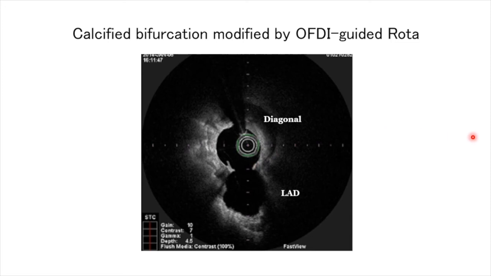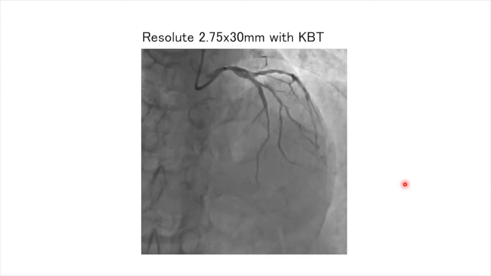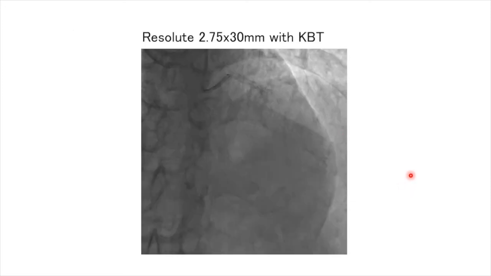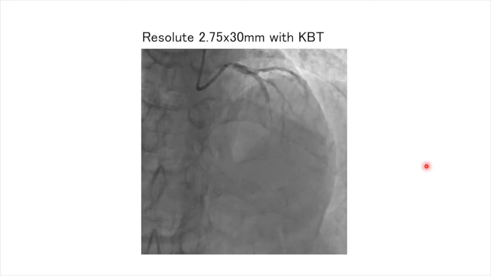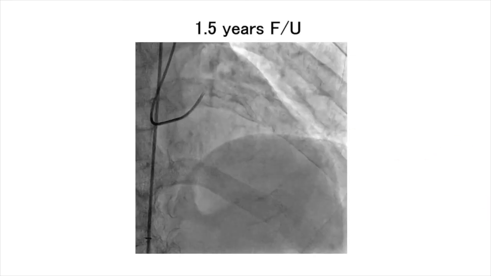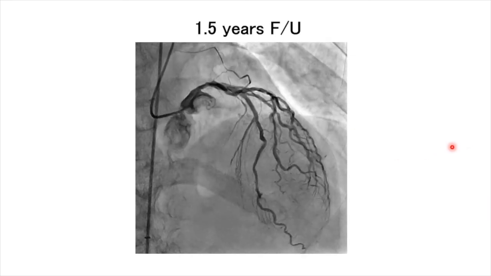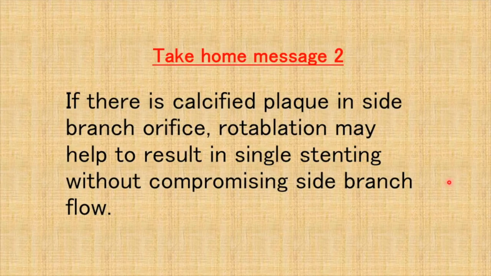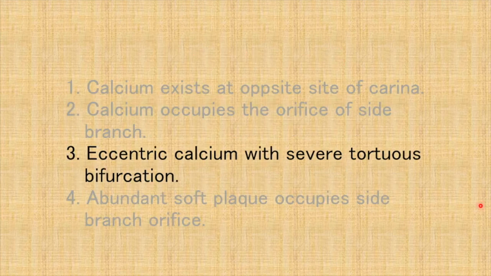OFDI shows that at the orifice of the diagonal branch, calcium still remains, but the lumen gain looks okay. So we implanted a Resolute stent 2.75 by 30 into the LAD and finished with kissing balloon technique. At 1.5 years follow-up showed no stenosis. If there is calcified plaque at the side branch orifice, rotational atherectomy may help to result in single stenting without compromising side branch flow.